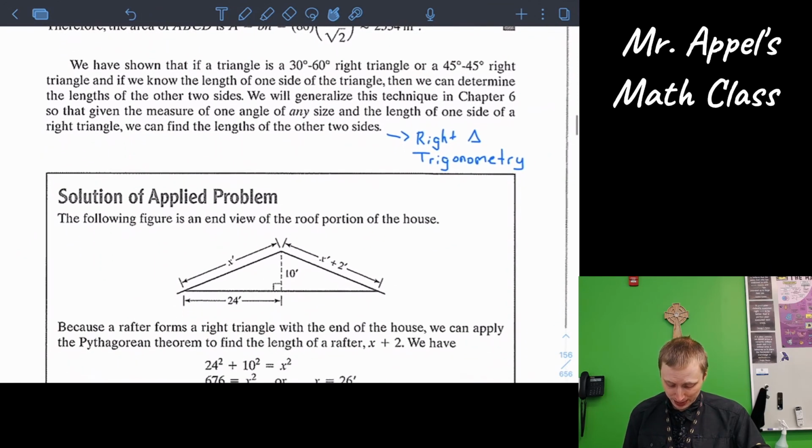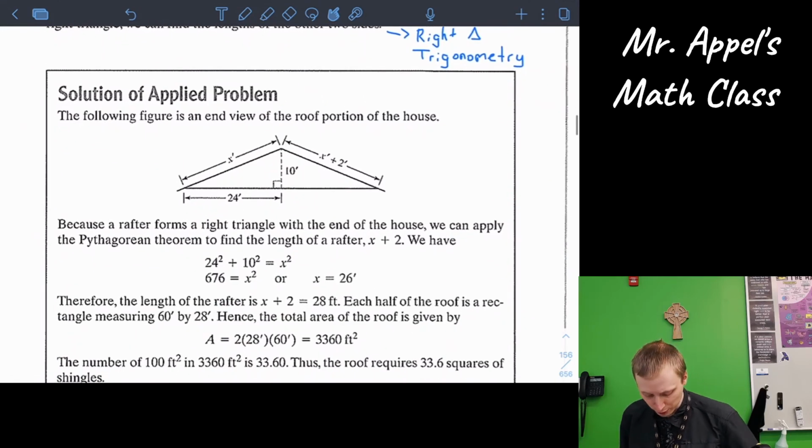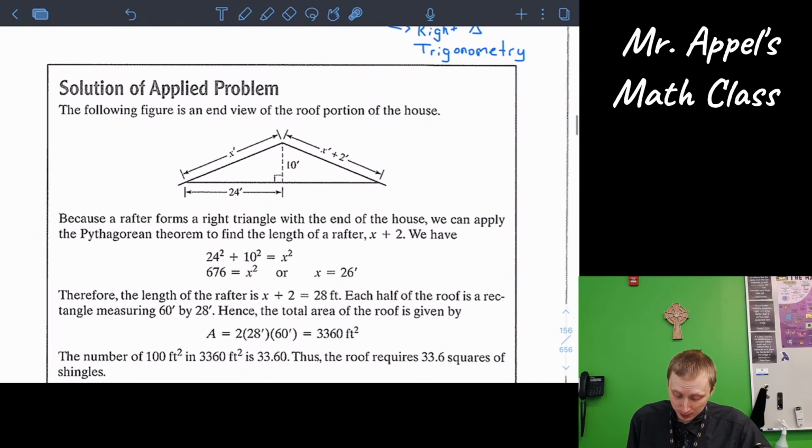Let's take a look back at that roofing problem. The following figure is an end view of the roof portion of the house. Remember, the rest of the house sits underneath here. Because a rafter forms a right triangle with the end of the house, we can apply the Pythagorean Theorem to find the length of a rafter, x plus 2, this guy here.